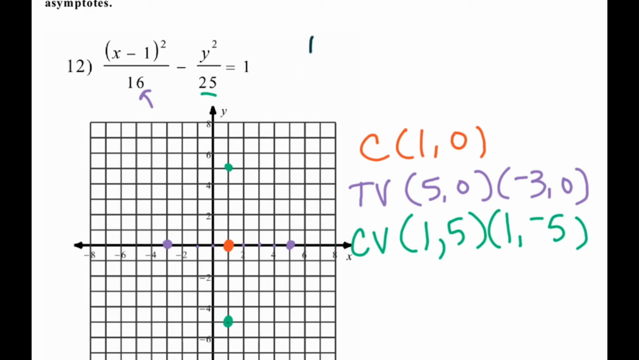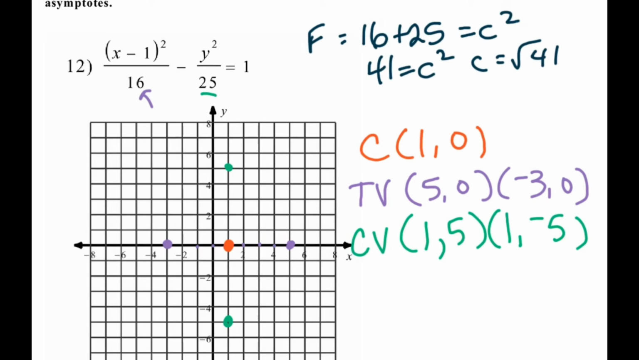Okay, my foci: 16 plus 25 equals c squared. And so that's going to be 41 is equal to c squared. So c is equal to square root of 41. So I'm going to get a decimal approximation for square root of 41, which is 6.4 or so. And from the center, I'm going to go out 6.4 on my main axis. So 1, 2, 3, 4, 5, 6, and a little bit right there. And so back 1, 2, 3, 4, 5, 6, and a little bit right there.